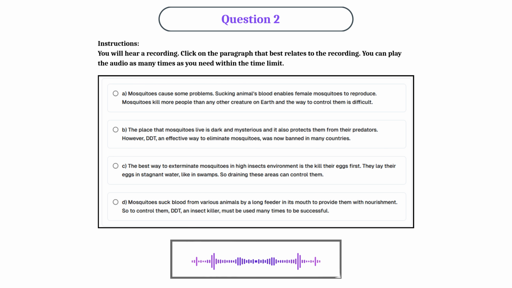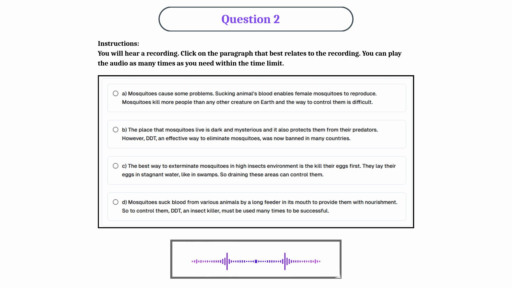Okay, so we've discussed the mosquito's appearance and life cycle. Now let's cover what mosquitoes are most famous for: sucking blood. Mosquitoes suck blood from various animals. You see, a mosquito has a long feeder appendage in its mouth. The appendage penetrates an animal's skin. Then the mosquito sucks the animal's blood.